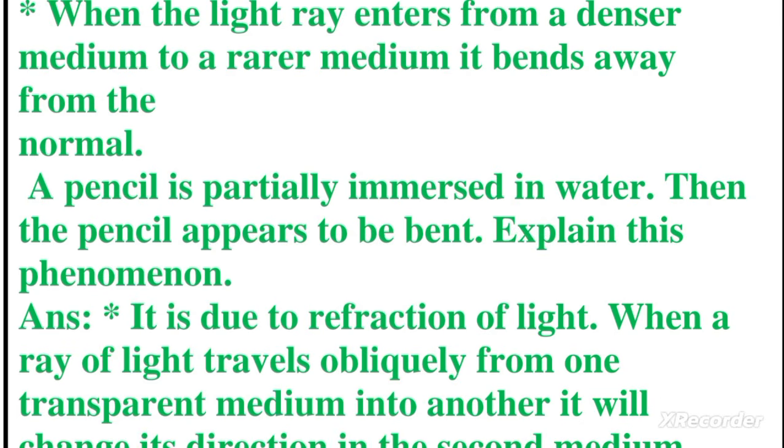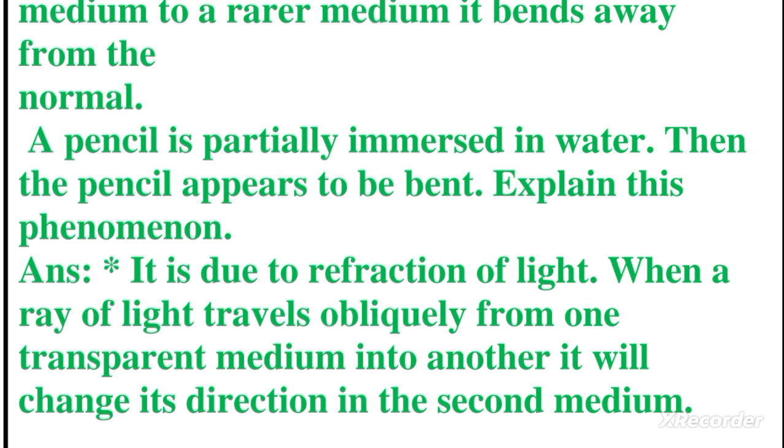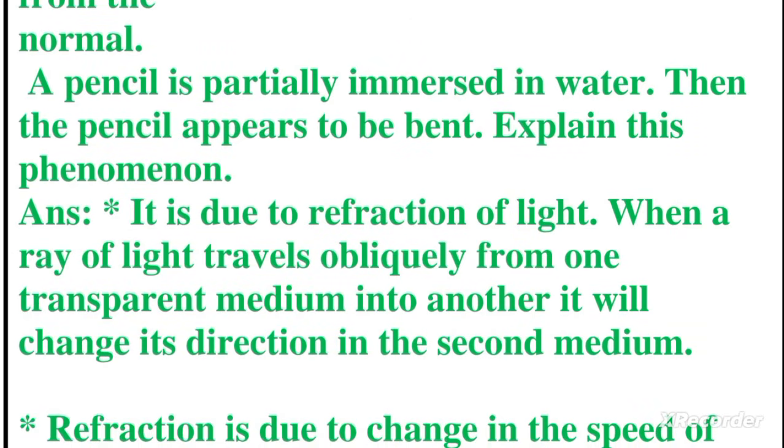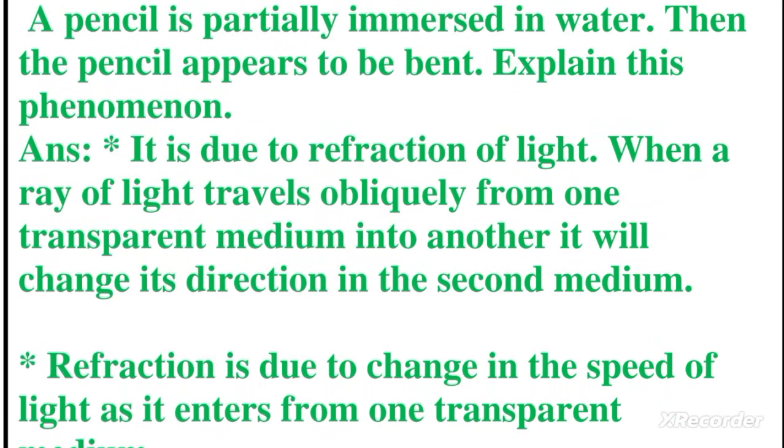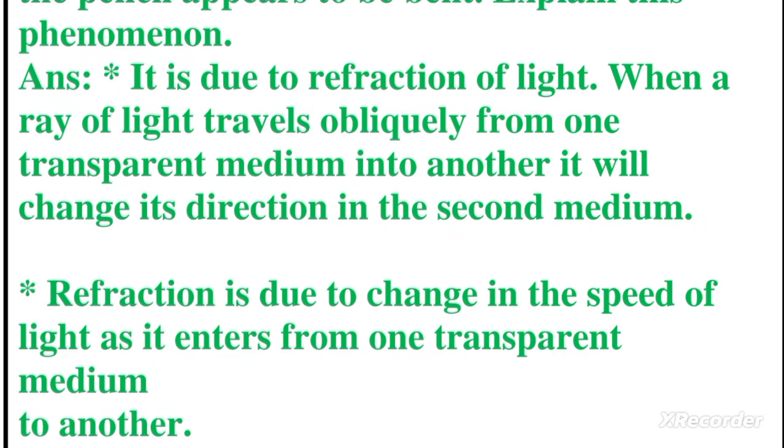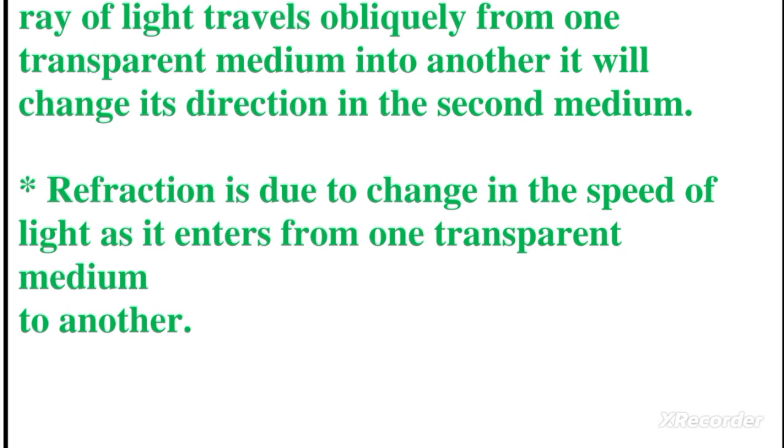A pencil is partially immersed in water, then the pencil appears to be bent. Explain this phenomenon. It is due to refraction of light. When a ray of light travels obliquely from one transparent medium to another, it changes direction in the second medium. The refraction is due to the change in the speed of light as it enters from one transparent medium to another.